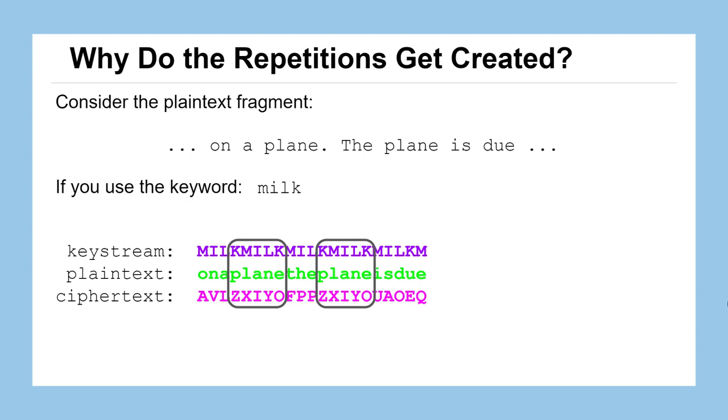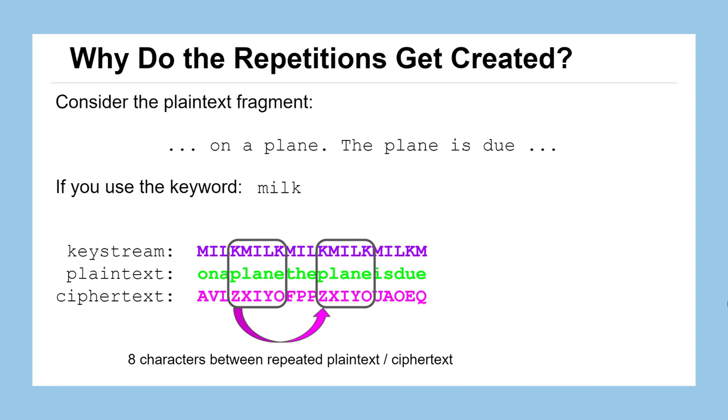And let's think about why that might be the case. Between the repetitions in the plain text, there are 8 characters. So if you start at the first P in the first word plane and count over, there's 8 more characters until you get to the P in the second plane. And since our keyword has a length of 4, it just happens to line up really nicely. So we have K-M-I-L-K, M-I-L, and then K again, starting the sequence again.